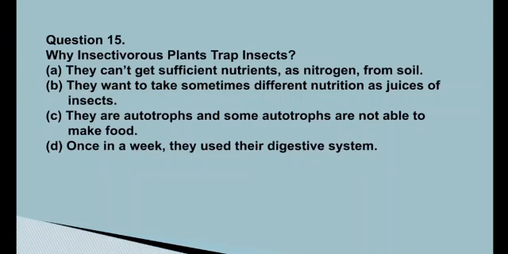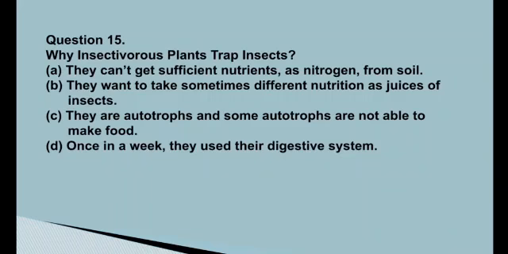They cannot get sufficient nutrients as nitrogen from soil. Option B. They want to take sometime different nutrition as juice of the insect. Option C. They are autotrophs and some autotrophs are not able to make food. And option D. Once in a week they use their digestive juices. So here also you need to read the questions twice, and you can get the idea what would be the correct answer, because as we know that the insectivorous plant trap insect to fulfill their requirement of the nitrogen.